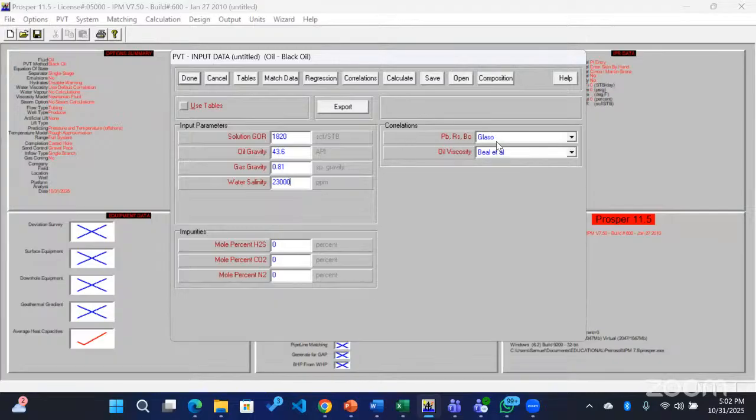Then our correlations. For now we select Glaso for the bubble point, solution gas, and oil formation volume factor. Then for oil viscosity, we select Beggs, though we have Beal, Petrosky, and the likes. Then for the Pb, Rs, and Bo, we have Glaso, Standing, Lasater, and the likes. But I will stay with Glaso and Beal et al.